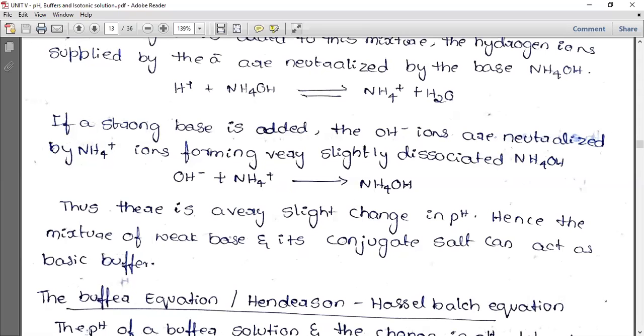This is how buffers, that is a mixture of weak acid and its salt or weak base and its salt, act like a buffer. That is, buffers will prevent small changes in pH on adding an acid or a base.